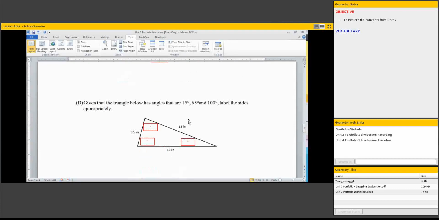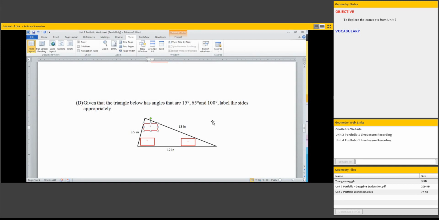It's the same kind of thing, except now you know the sides. You can tell which one's the largest side and which one's the smallest side, and maybe put the angles in the appropriate places. So you want to put the 15 degrees. The degree mark's already been given to you, so make sure you put it in front of there so you can label it appropriately. You want to put the 15, the 65, and the 100 in the right places.